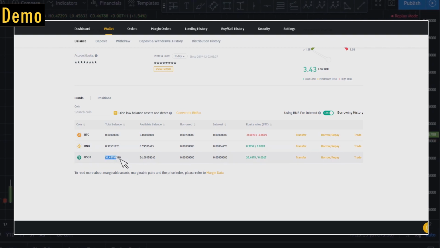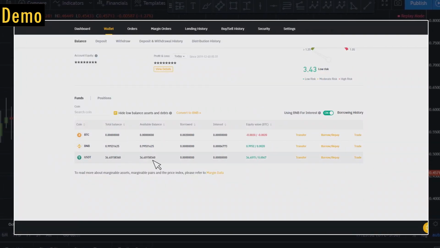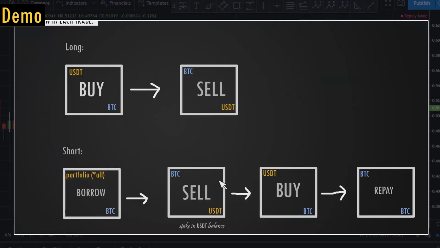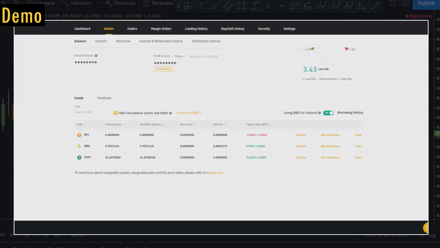You can see a spike in the USD balance. So earlier it was just 20, but now because I shorted BTC, you can see that I have $34. Okay, but I have to repay this debt, so don't use these funds on something else. Okay, now this step is done. Now when you want to exit the trade, you would buy back BTC using the USDT. So let's do that.